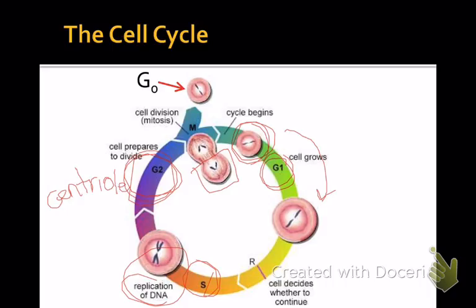And every mature cell has one pair. So in preparation for division in G2, that cell will replicate its centriole. So it has two pairs, one for each of the daughters. Does that make sense to everybody?